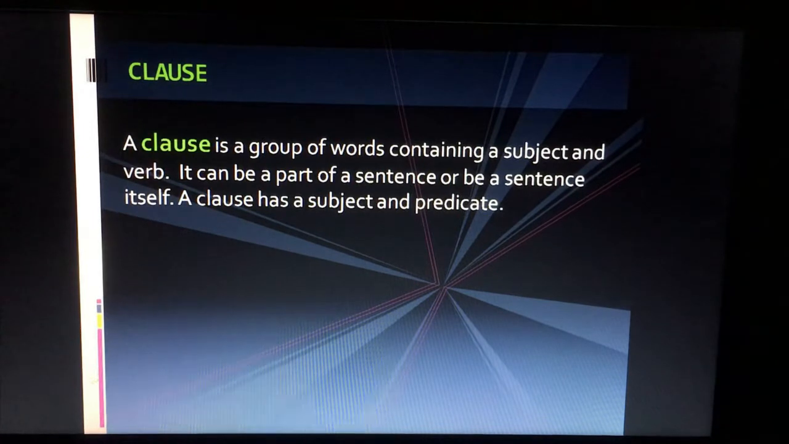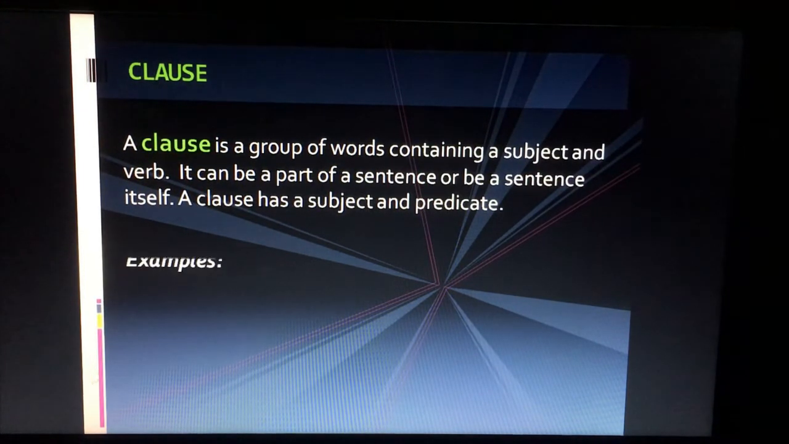Okay, a clause is a group of words containing a subject and a verb. That means it's going to contain a subject and a verb, obviously, and it can be a part of a sentence or be a sentence by itself. A clause has a subject and a predicate. That means a clause is going to fulfill the full sentence meaning.